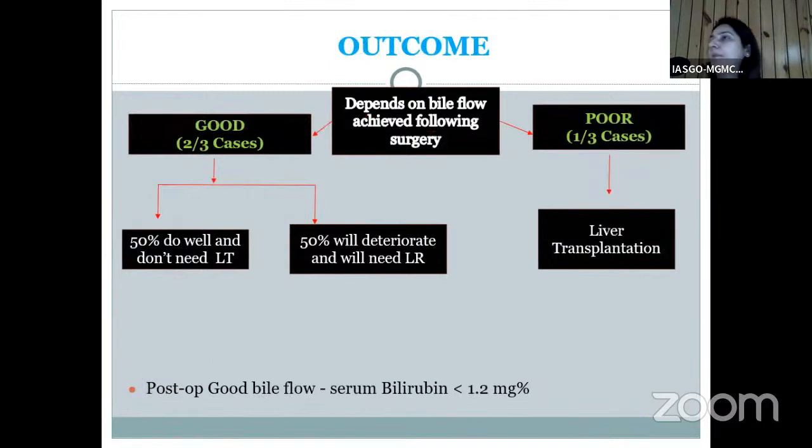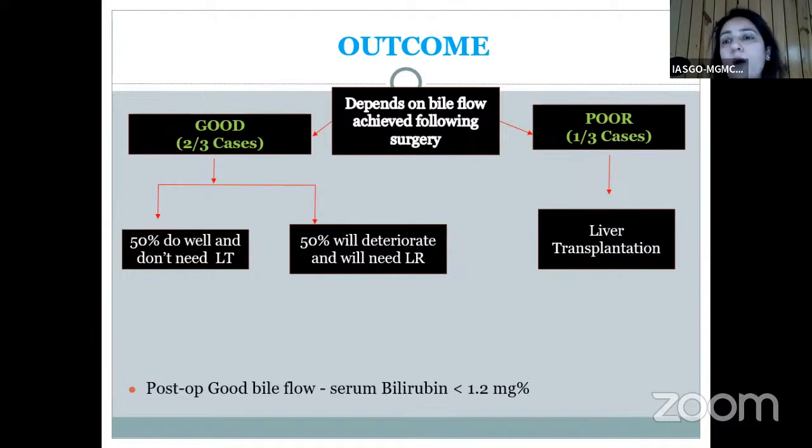What is the outcome in patients of biliary atresia? Most of the patients, as I've said, more than 90% of the patients require liver transplant by the age of 10 years. So if you establish a good bile flow, that is seen by the serum bilirubin levels coming down to less than 1.2, you say that there is a good outcome patient. And out of these good outcome patients also, 50% of them will require liver transplant later on.